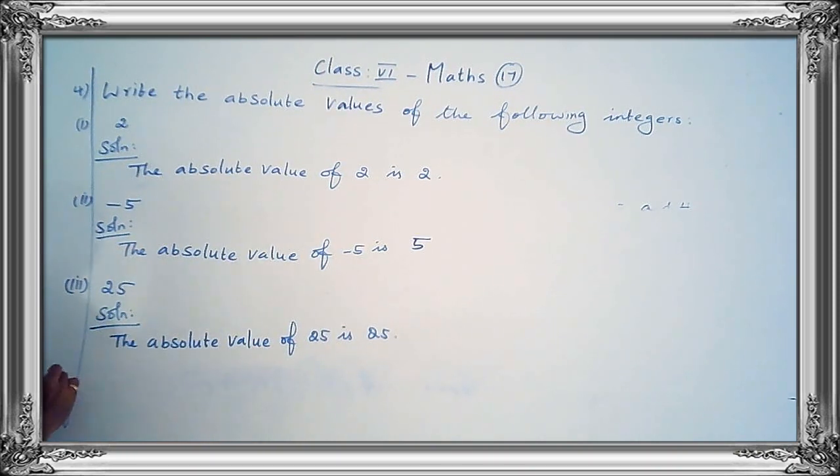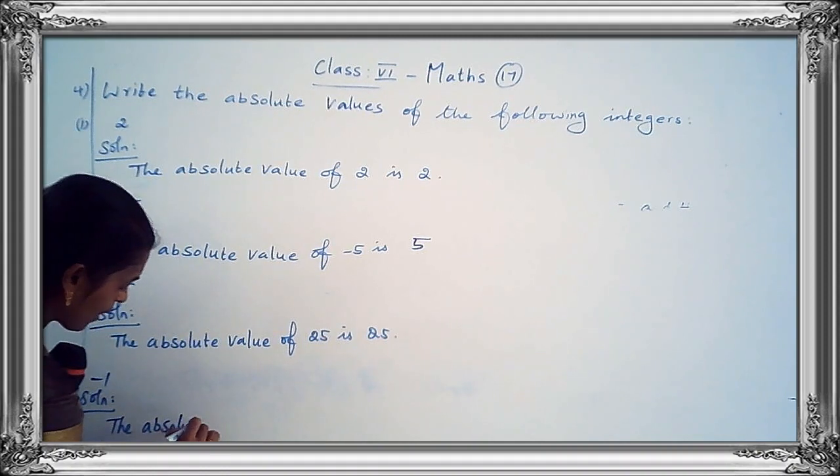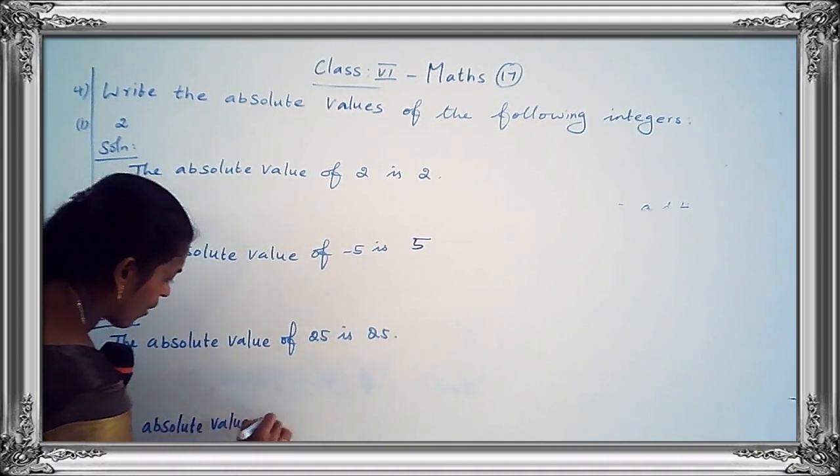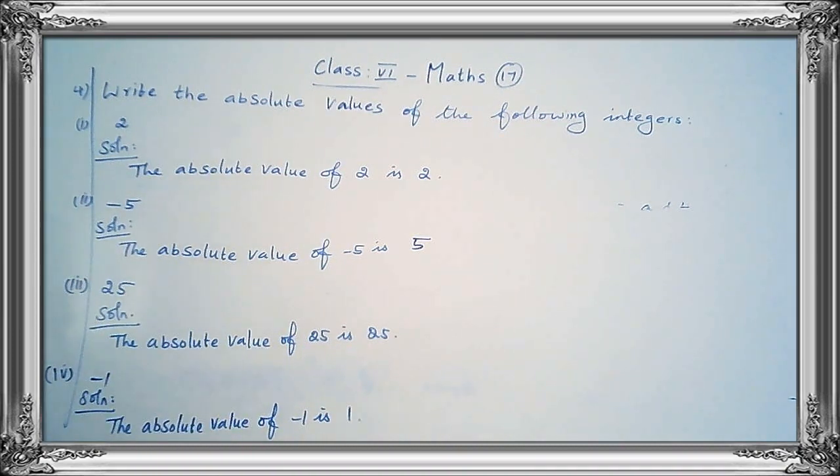Okay children, now the fourth one, minus 1. What is the answer? The absolute value of minus 1 is 1 only. Yes children, the absolute value of minus 1 is 1. Okay, clear? Yes, write it in your note.